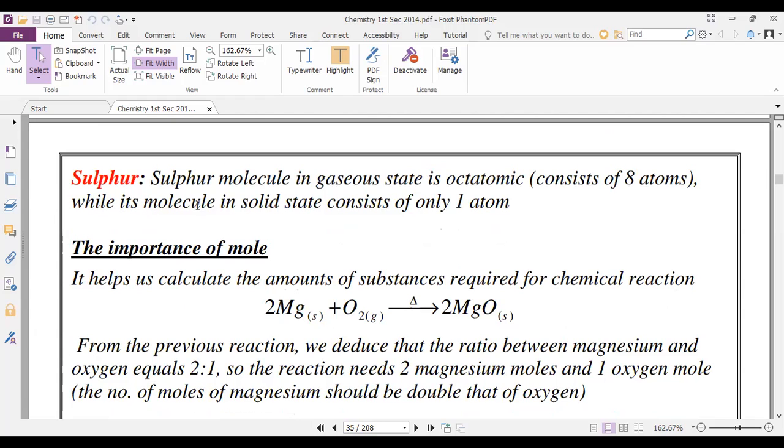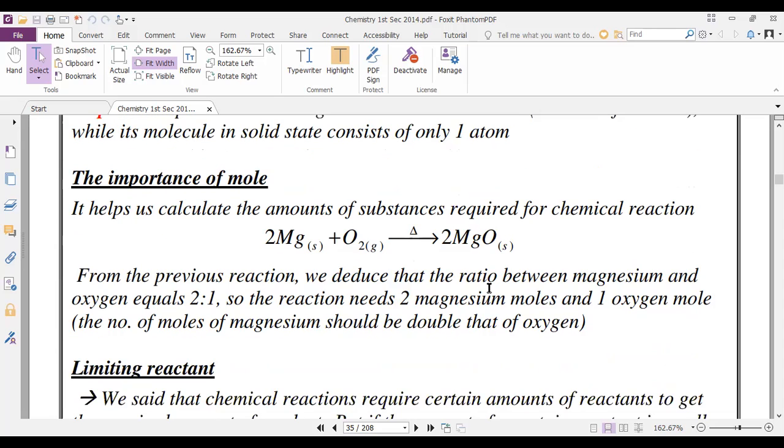Also, the sulfur molecule in the gaseous state is octaatomic, consisting of 8 atoms, while its molecule in the solid state consists of 1 atom only. This is sulfur. So the physical state of sulfur differs from gas to solid: if sulfur is in a gas state, it will consist of 8 atoms. But if sulfur is in a solid state, it consists of only 1 atom. Do you understand?